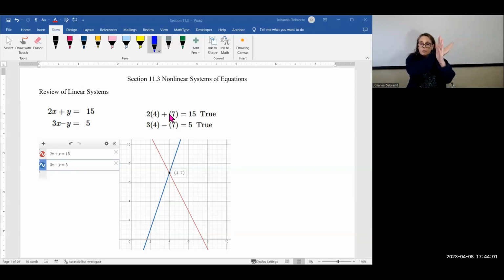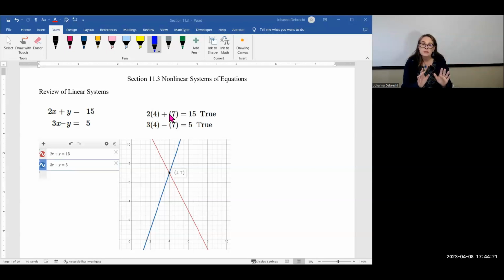They cross at one point and one point only, or they're parallel, so they never touch and never cross. And if they're parallel, then they have to have the same slope, but a different y-intercept. So same slope, different y-intercept, parallel, no solution because they never touch or cross.